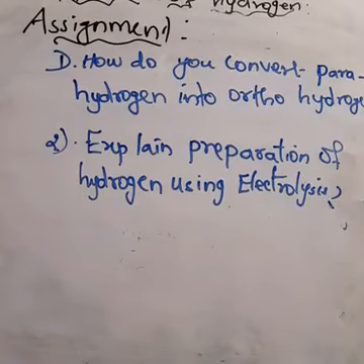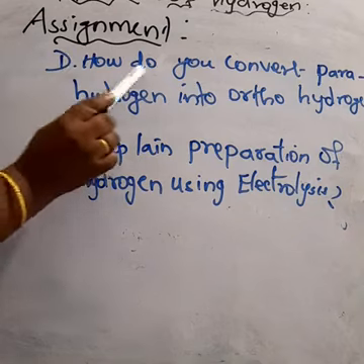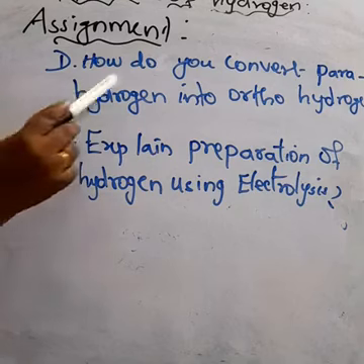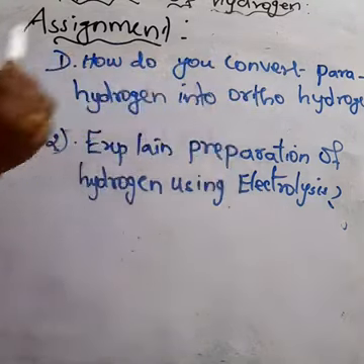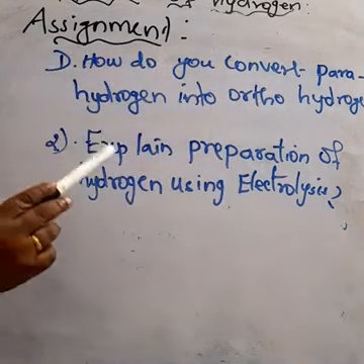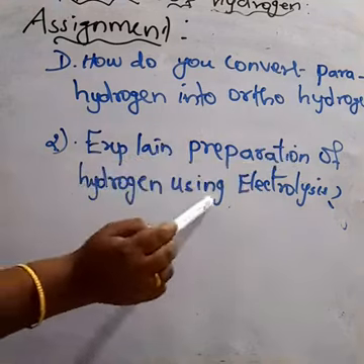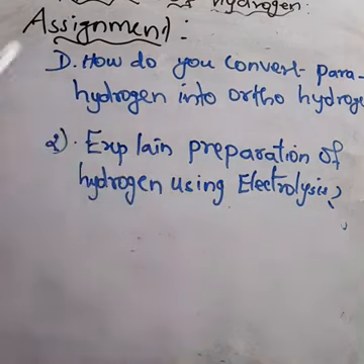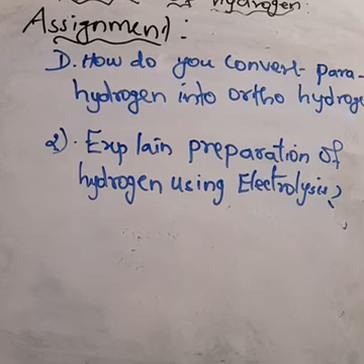Okay students, today I will give you 2 assignments. Question number 1: How do you convert para-hydrogen into ortho-hydrogen? And the second question: explain the preparation of hydrogen using electrolysis. You should study these two questions, and write and send them to me through my WhatsApp number.